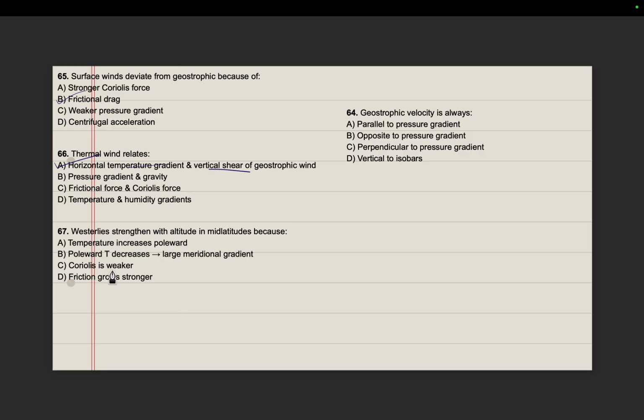The westerly strengthening effect is due to the temperature decreasing poleward and the presence of a large meridional gradient. Question 67, option B is correct.